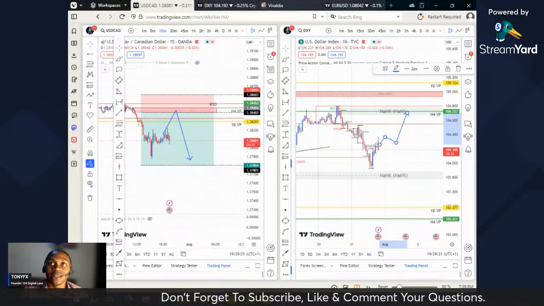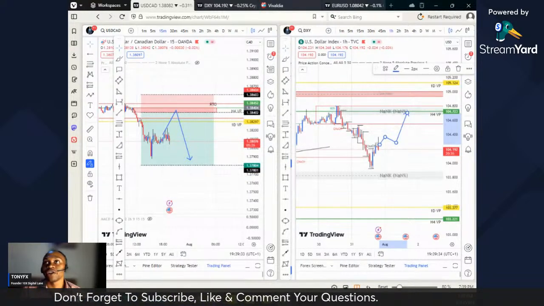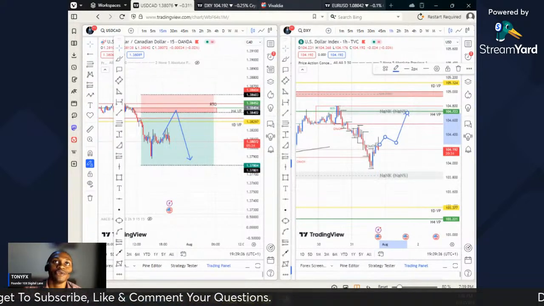So this is our final signal. There's a change of direction for the dollar, so we're selling USD CAD, sell limit order.